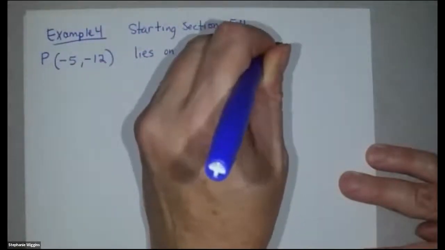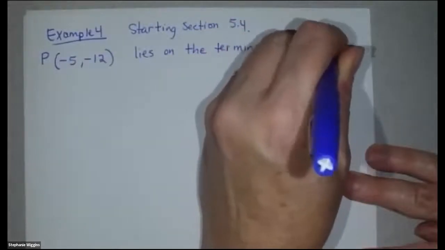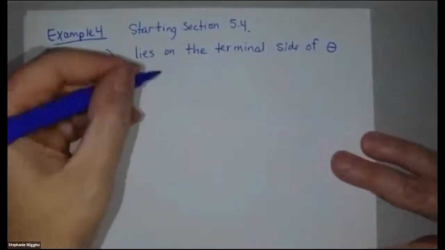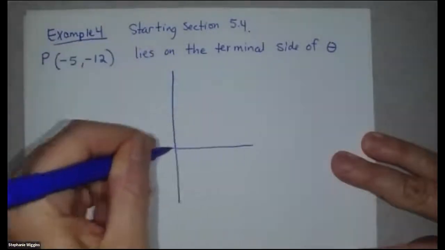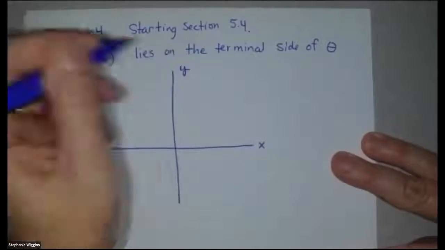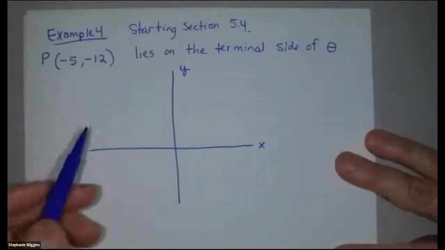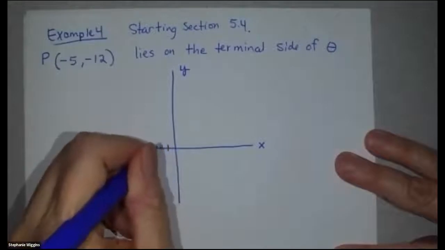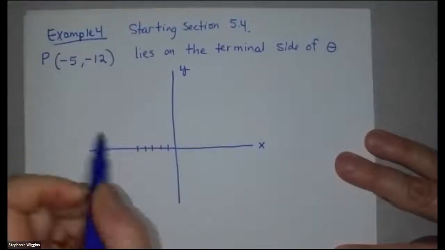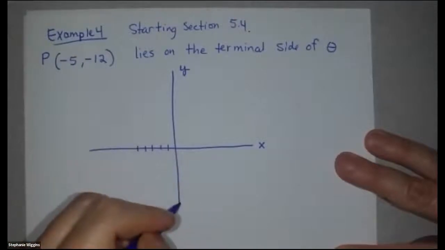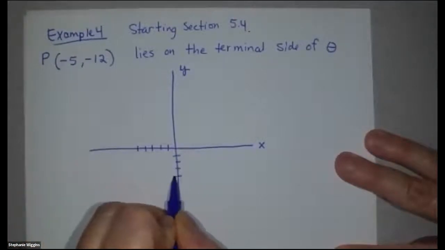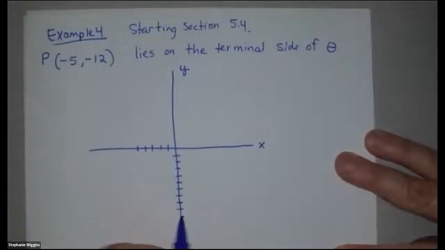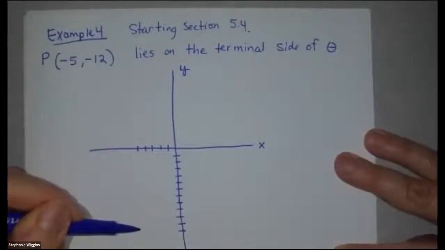So this point lies on the terminal side of our angle theta. So I'm going to graph this point. Both x and y are negative, so we're in the third quadrant, right? So we go 1, 2, 3, 4, 5. That's -5 for x. And then we're going to go down 12 units. Okay, so if we plot that point, we're right here.